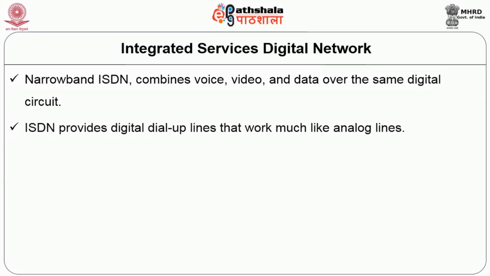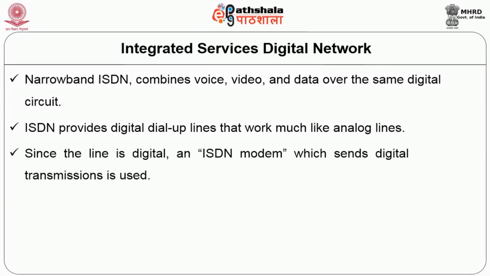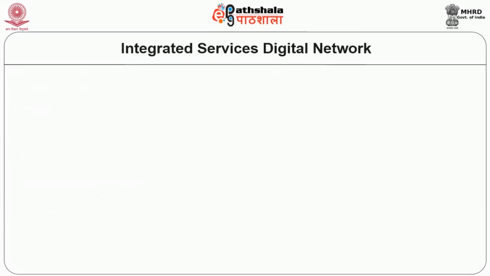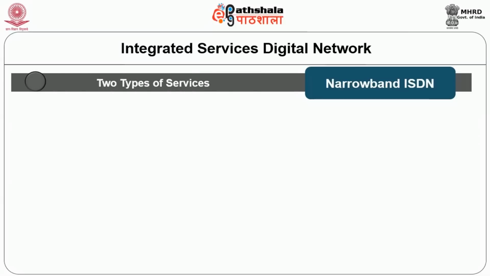ISDN provides digital dial-up lines that work much like analog lines, like a simple telephone line. Whenever digital data is to be transmitted over a cable, we need to convert it into a signal, so for that purpose we need a modem. So we need an ISDN modem which sends the signals. ISDN was first offered in the 1970s, if you look at the history. Because of the lack of standardization it was not used, and it was also relatively high cost at that time. And narrowband ISDN offers two types of services.